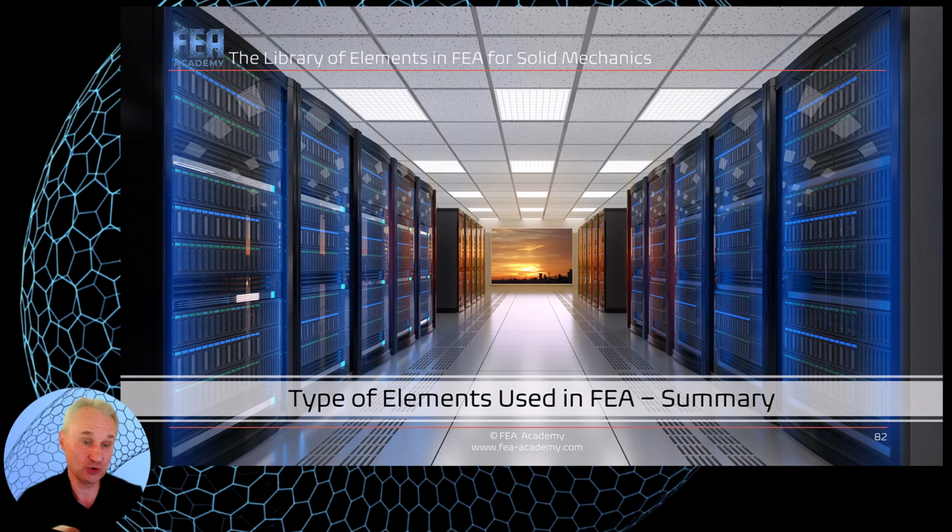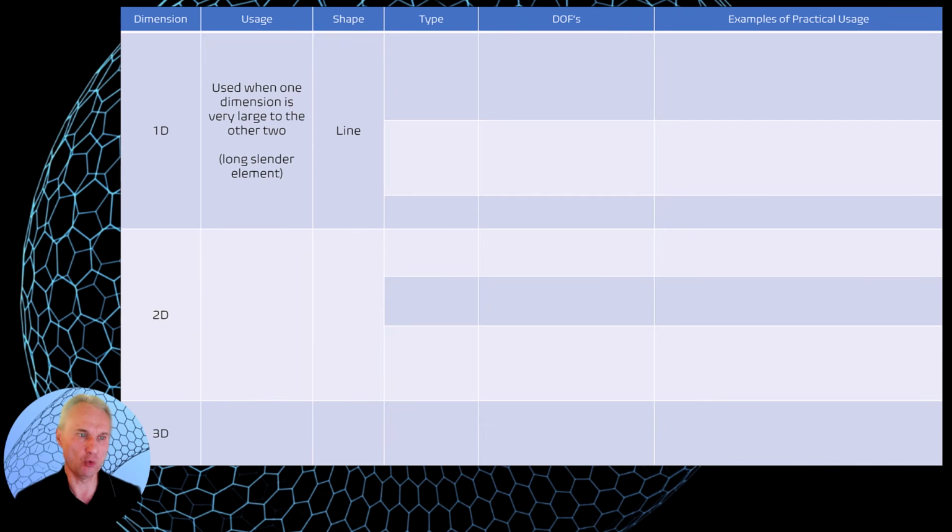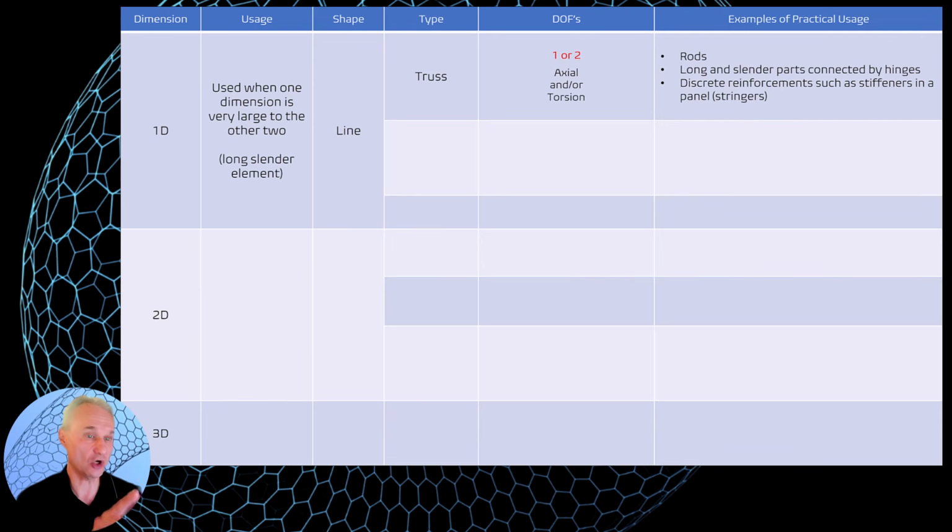So now I want to do a summary of the types of elements used in FEA, because I presented you a lot of capabilities. First, the 1D element, used when one dimension is very large compared to the other two, the long slender element. The shape is a typical line. The type is a truss, with 1 or 2 degrees of freedom, axial and/or torsion. Typical usage are rods, long and slender parts connected by hinges, or discrete reinforcements.